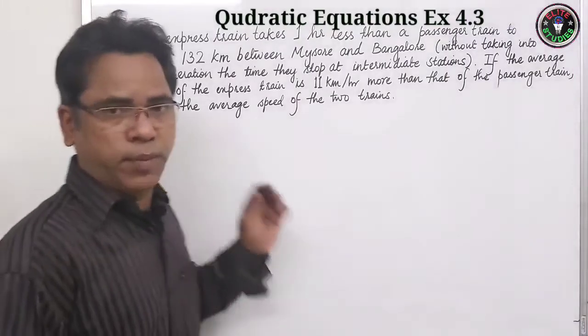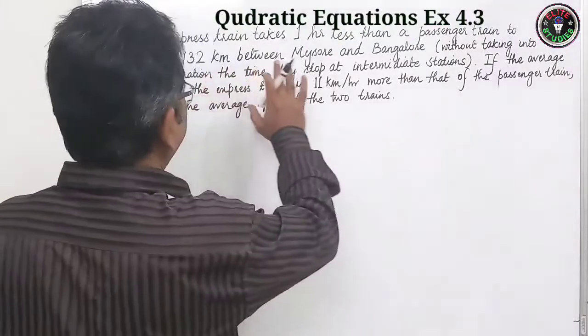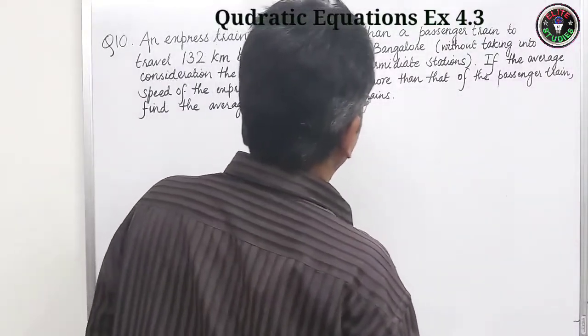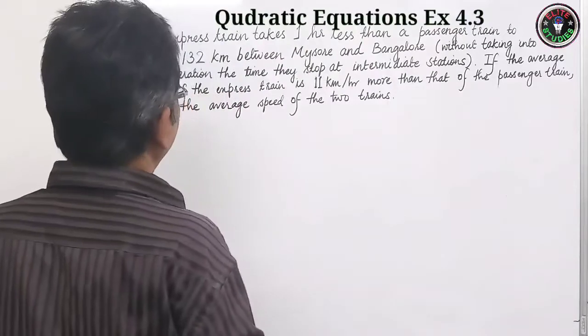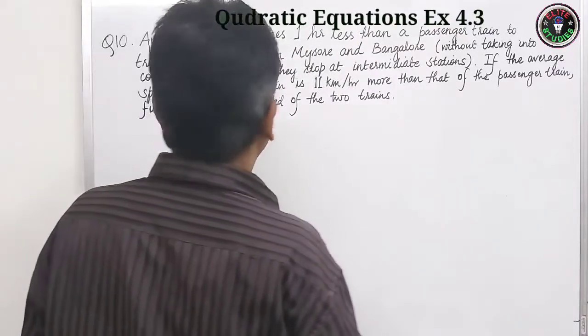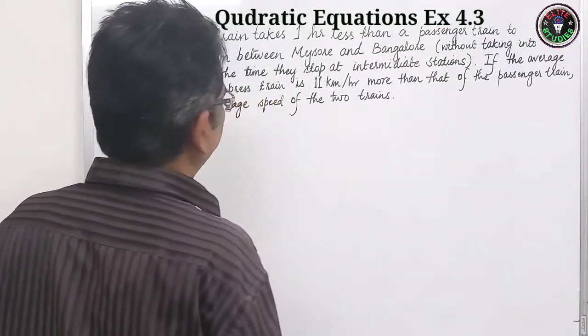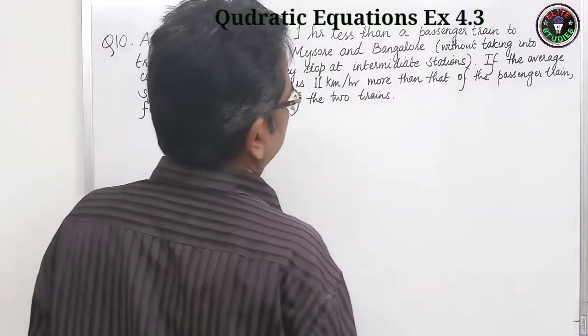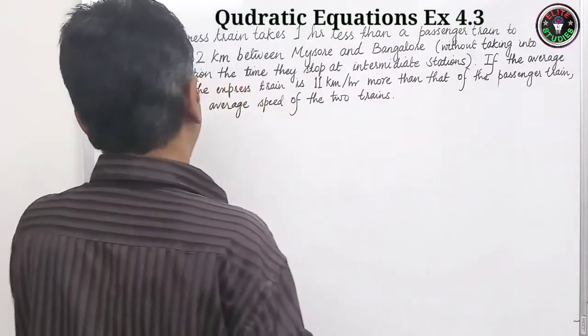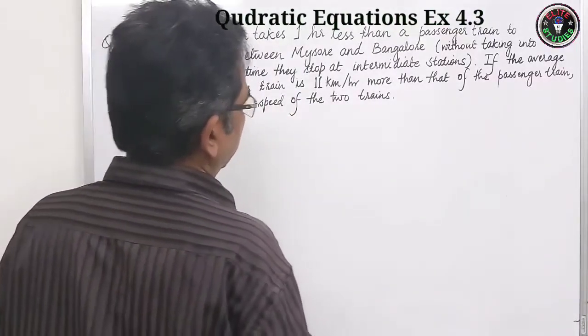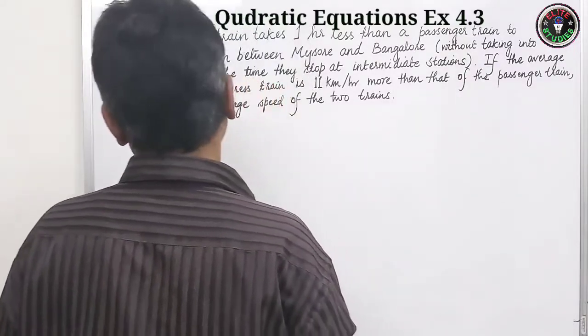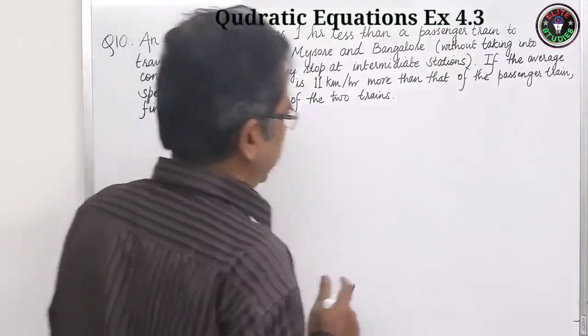Now let us do question number 10. An express train takes 1 hour less than a passenger train to travel 132 km between Mysore and Bangalore, without taking into consideration the time they stop at intermediate stations. If the average speed of the express train is 11 km per hour more than that of the passenger train, find the average speed of the two trains.